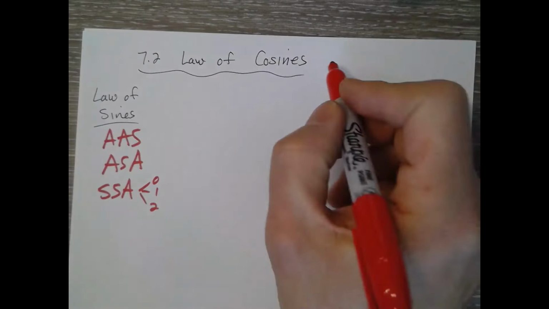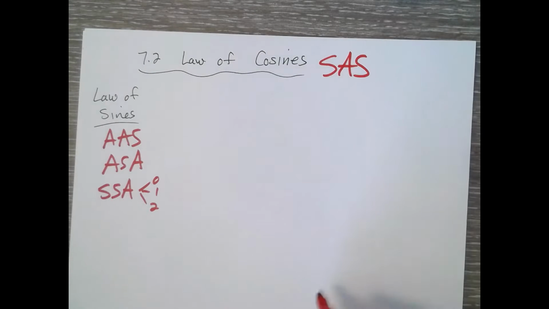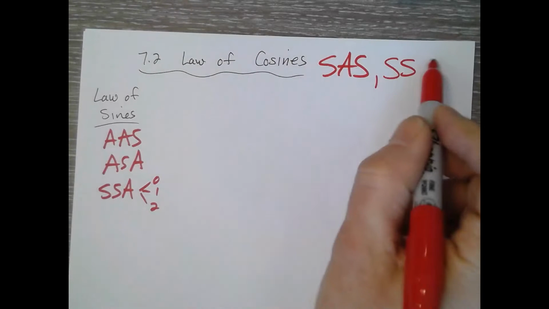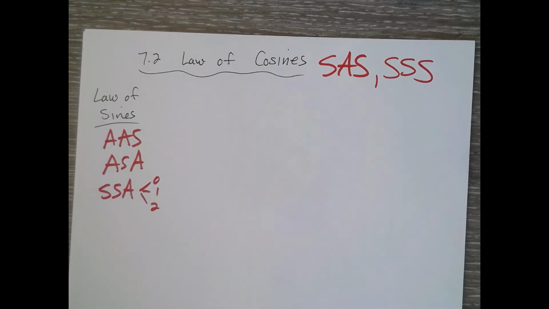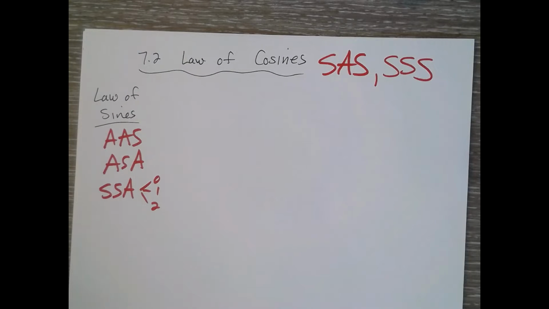All right, so we cannot solve all triangles using law of sines. So if you have like a side angle side scenario or a side side side scenario, then you use the law of cosines. So these are the two scenarios where you'd use the law of cosines. These are the three where you'd use the law of sines. So what is the law of cosines?